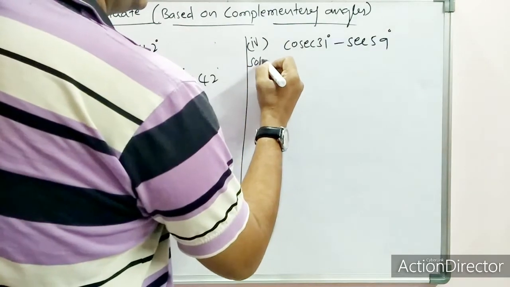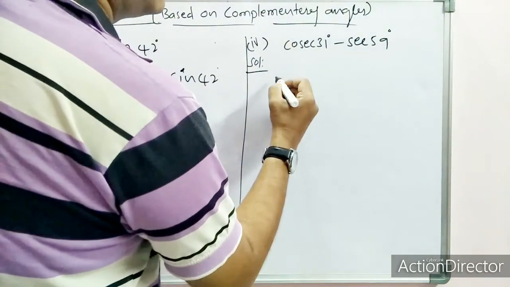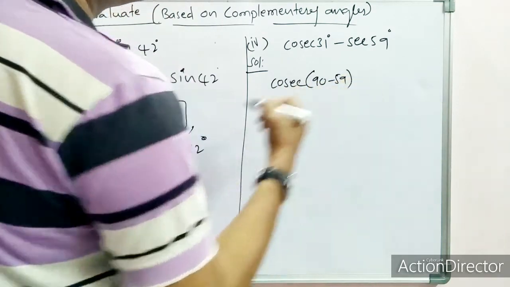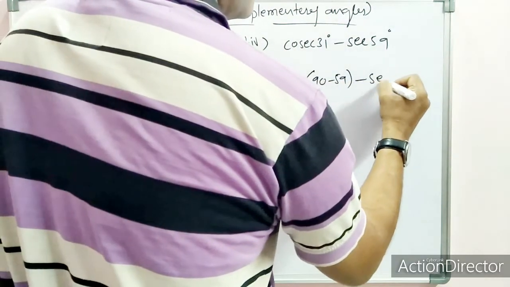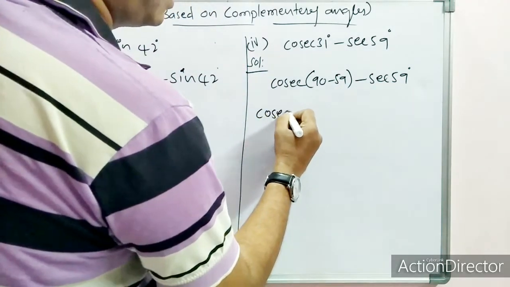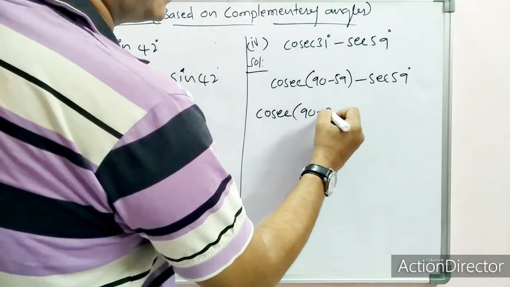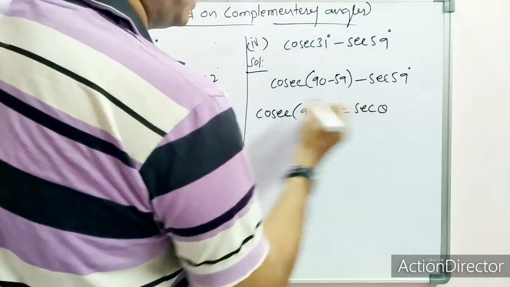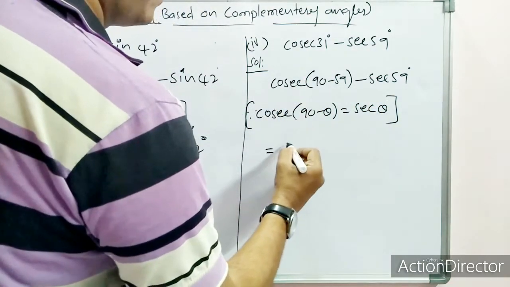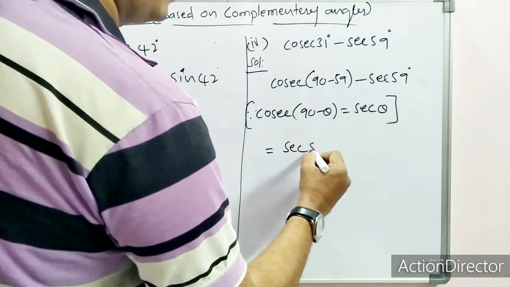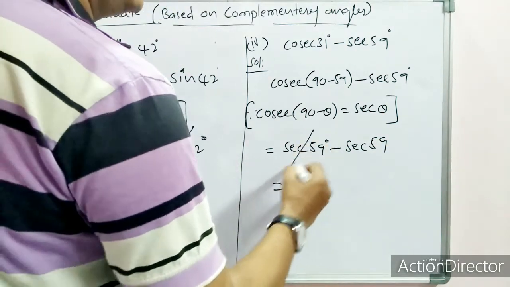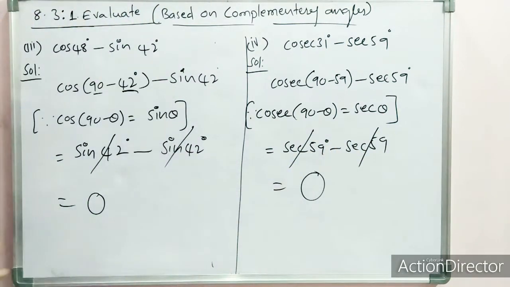Now here I can write cosec 31 as cosec 90 minus 59, minus sec 59. See, we have the complementary formula, cosec 90 minus theta is sec theta. So this is the complementary formula. Now I can write this as sec 59 minus sec 59. Both are equal and opposite, get cancelled, and the answer will become 0.